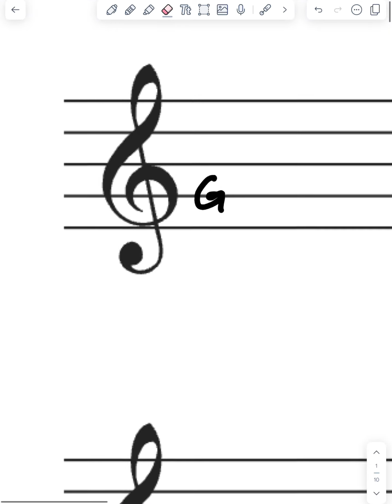Let's do a quick little review of bass clef. Fussy britches, oh my goodness.